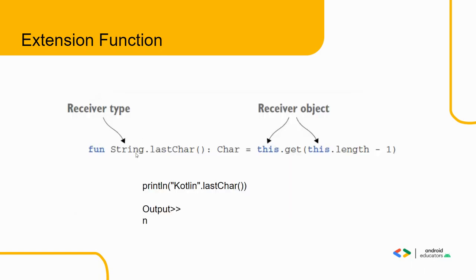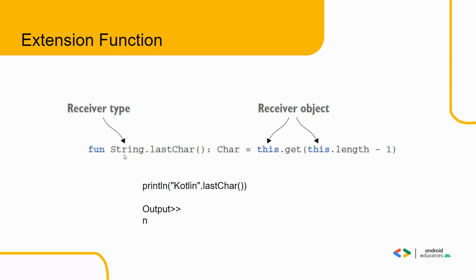So this is the structure. The String here is the receiver type. You have to write the receiver class, the class you want to add that functionality to, and this is the function name that you want to create. And for the return type, whatever return type you want, you can use. Now the advantage of an extension function is that you get the object of this here. So this is basically a receiver object.